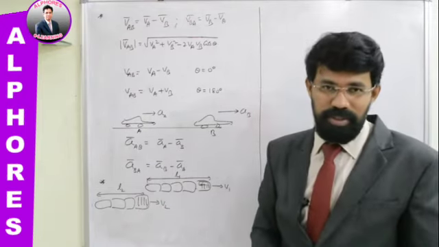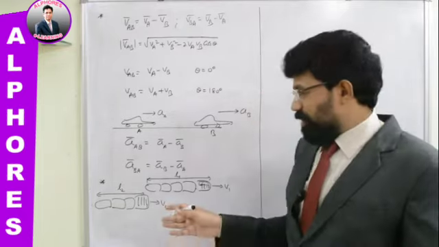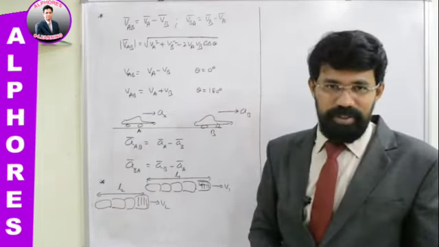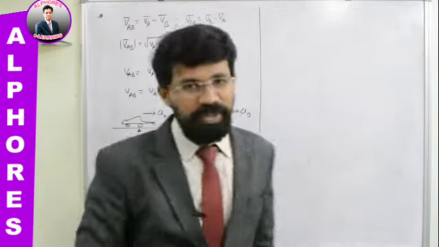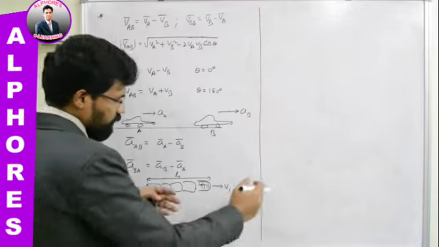No, it is not possible, if v2 is less than v1. If v2 is greater than v1, yes, it can cross. Isn't it? It can cross. So let us assume that v2 is greater than v1. So what happens at some point of time, this train crosses.